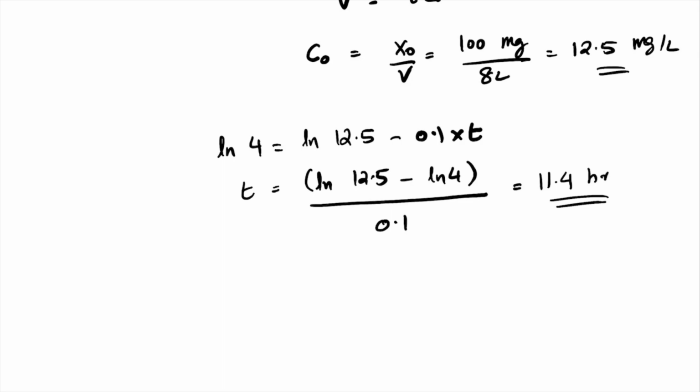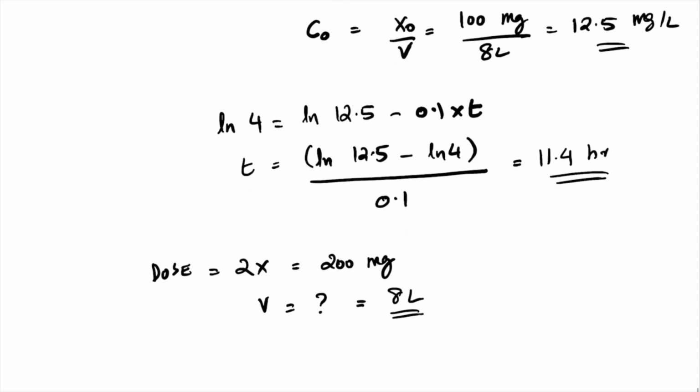So the next part of the problem is now the dose is increased to 200 milligrams. So dose increased 2 times, which is basically 200 milligrams. Does the volume of distribution change? No, it doesn't change. It's still going to be 8 liters. But is the C0 going to change? Of course it's going to change, because now you have twice the amount of drug in the body, so 200 milligrams divided by 8 liters.